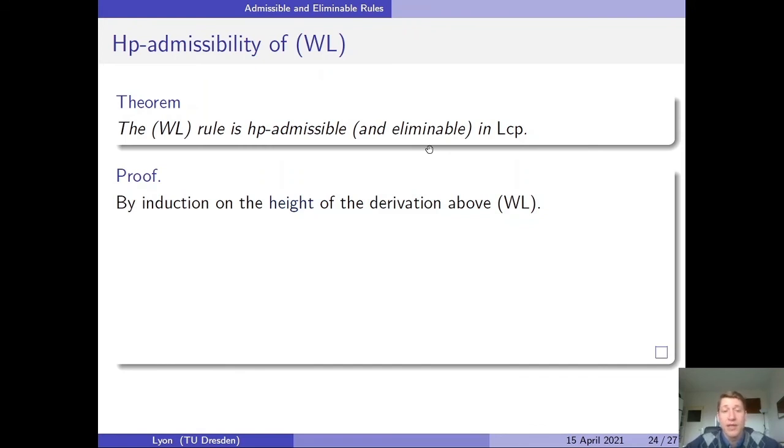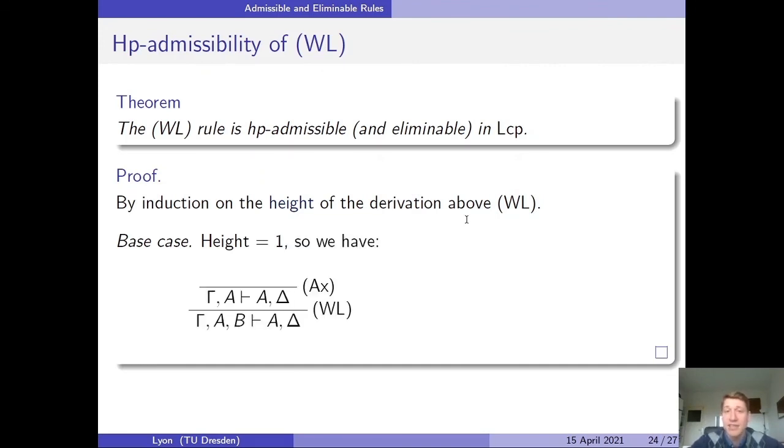So I'm going to prove that the weakening left rule is height-preserving admissible by induction on the height of the derivation above weakening left. So the smallest derivation you can have is of height 1 and is just an axiom instance. So the derivation above weakening left is just this instance of the axiom rule. And as I said before, applying a weakening rule to an axiom rule gives an instance of the axiom rule. So you can squash these two together. And observe that the derivation that is obtained is of height 1, whereas the input derivation was of height 2. So this is height preserving. The derivation does not grow bigger.